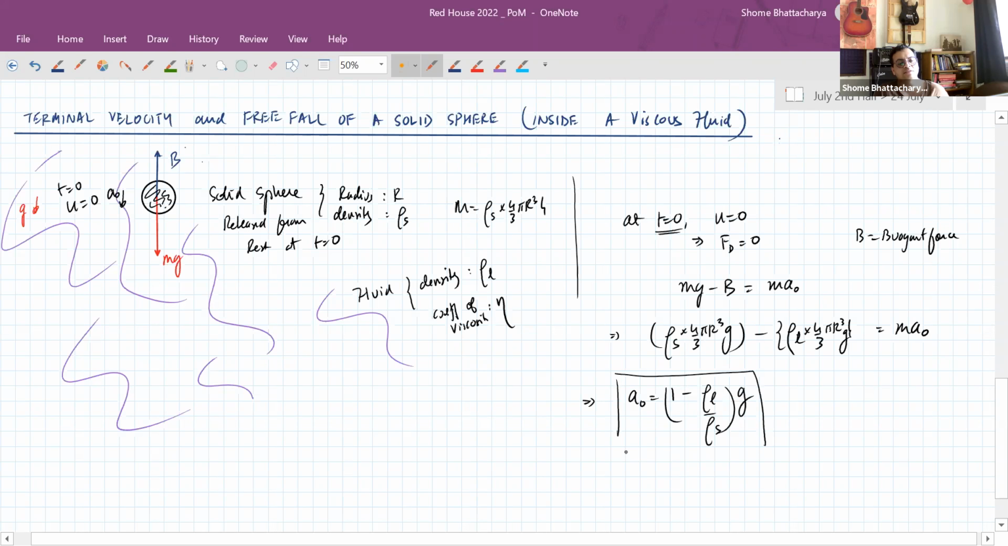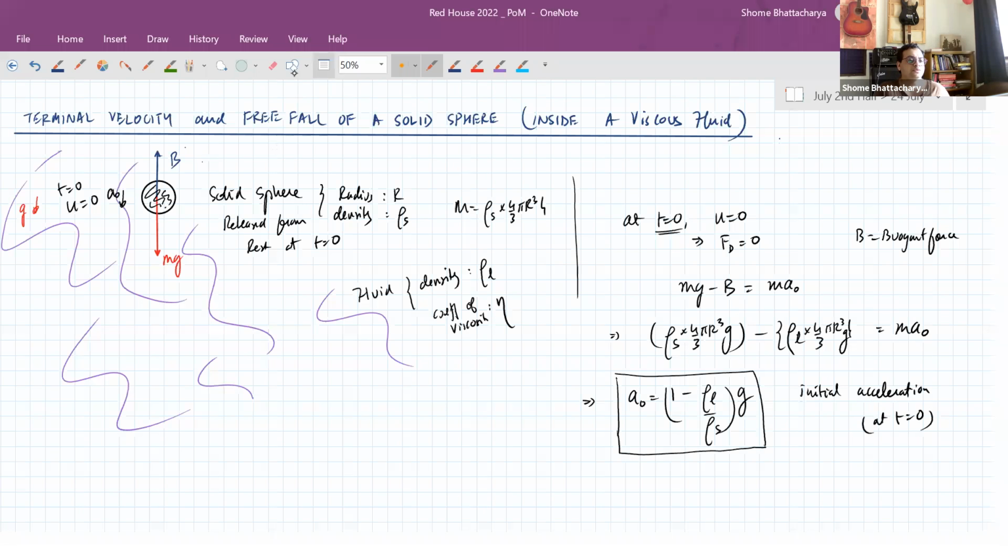This is the initial acceleration. And we'll realize in a bit that this is also the maximum acceleration it has during its motion. So this is the initial acceleration at time t equal to 0. Now, if we compare this to a little bit of time later, by the time, let's say, the object has descended vertically up to this point. So by now, it's picked up a velocity v.